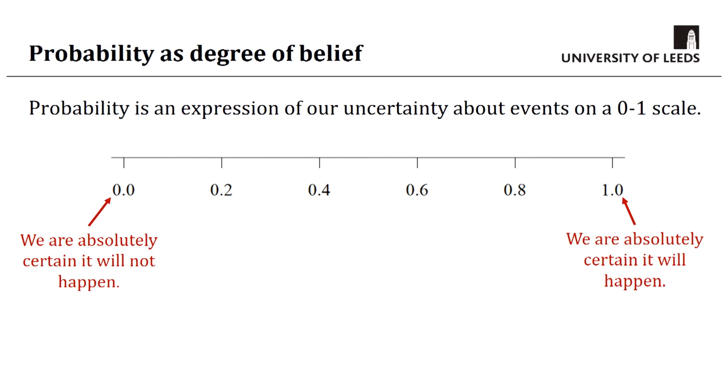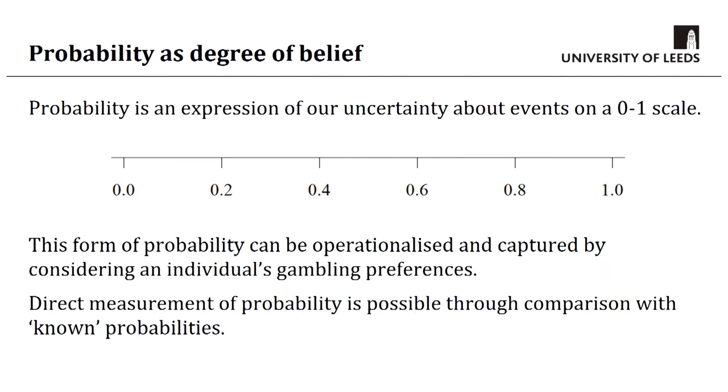But then I can say to you, well, my probability is 0.4. And that might mean different things to different people. If I try to translate that into words, that's going to be very difficult, as we've already heard from earlier talks and earlier comments. But we can actually operationalize what these different numbers mean by thinking about what people's preferences are over different bets.